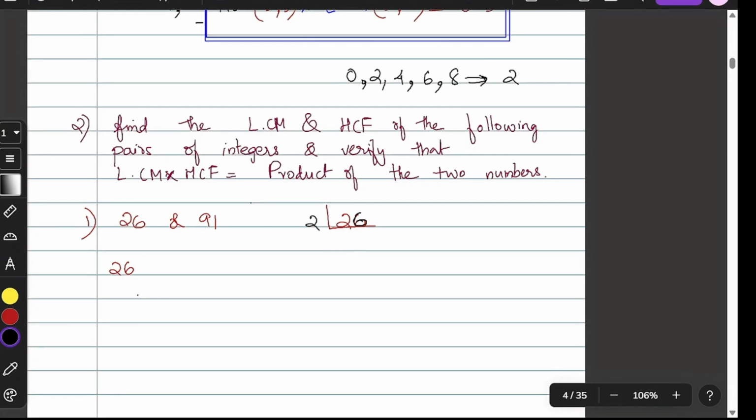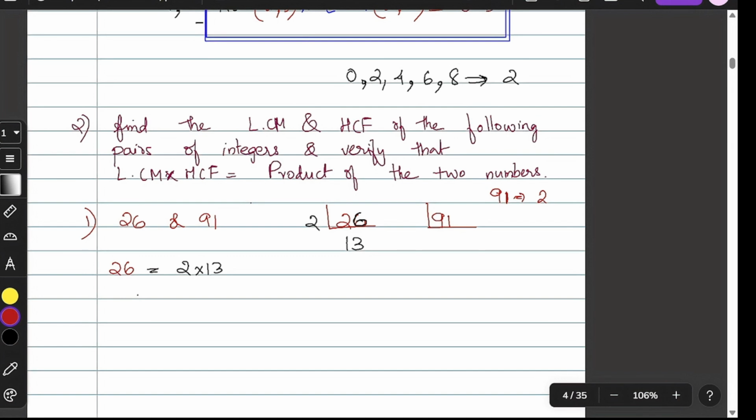On dividing, what will I get? I will get 13. So what are the factors of 26? 2 into 13. Similarly, I will have to go for my 91. On factorizing 91, 9 plus 1 is 10. So this number 91 is not divisible by 2, because the ending number is 1. And 91 is also not divisible by 3. Why? Because 9 plus 1 is equal to 10, and 10 is not a multiple of 3. Therefore, it is not divisible by 3 also.